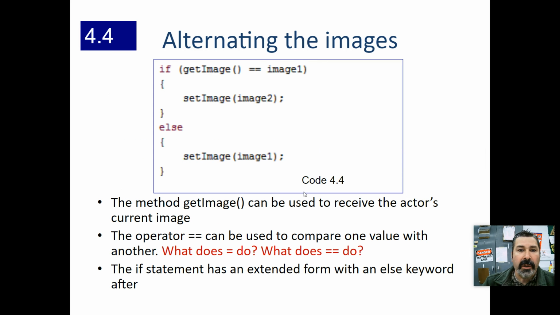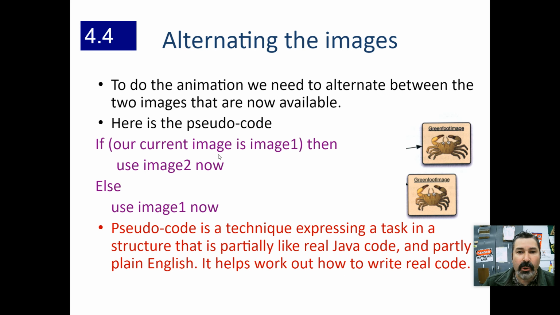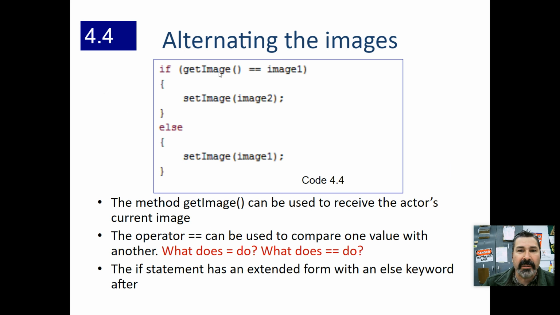Okay, let's keep going. All right, so alternating the images, the method getImage. So if you look at this, if our current image is image 1, how do we do that? There's a method called getImage. We can use that to get the actor's current image. We're going to use the equals operator. That's the comparison operator. Does the current image equal image 1? Okay. Write this down in your notes. What does equal do? If you don't know the answer, please ask me.